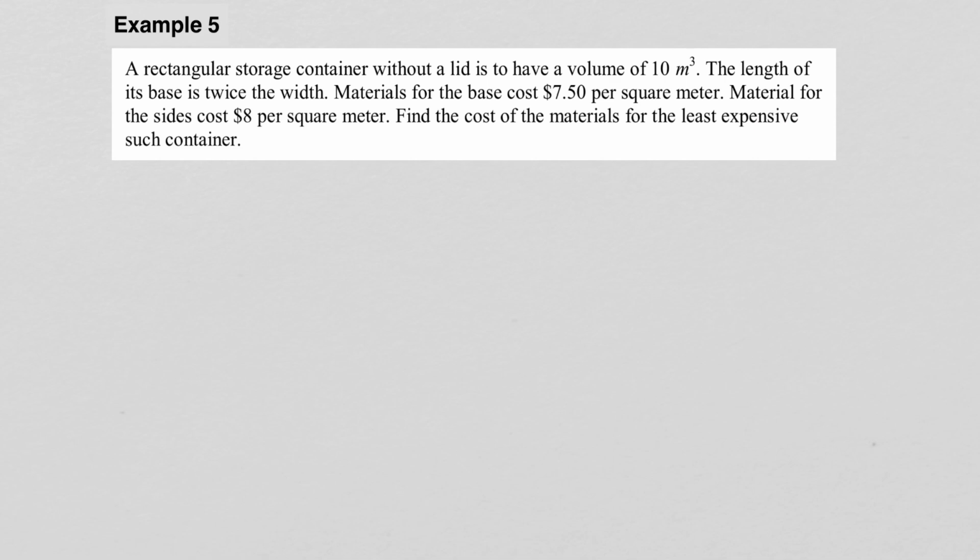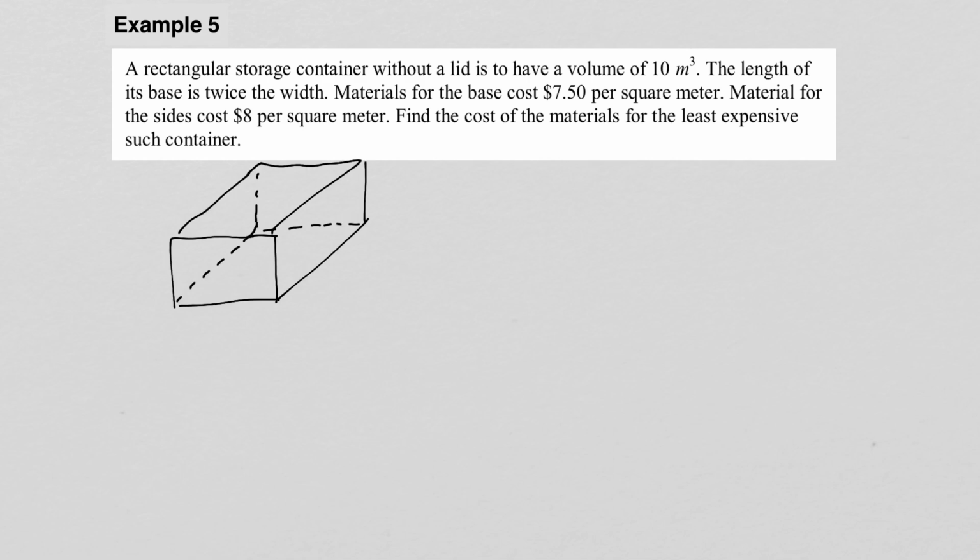So first of all, we need to understand that a rectangular storage container is simply a box. So let's draw a box. And in this case, they tell us that the length of its base is twice the width. So let me say that this is the width here, x, so that's the distance from here to here. The length of its base will be twice that, so that's going to be 2x. And then the height of the box, we don't know what that is. I'm just going to call that h.